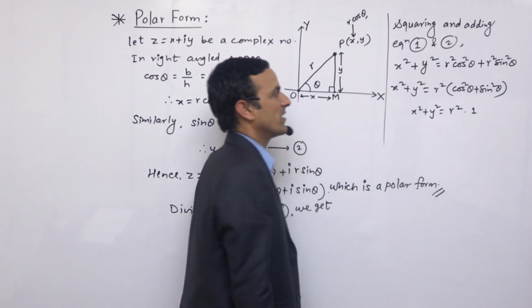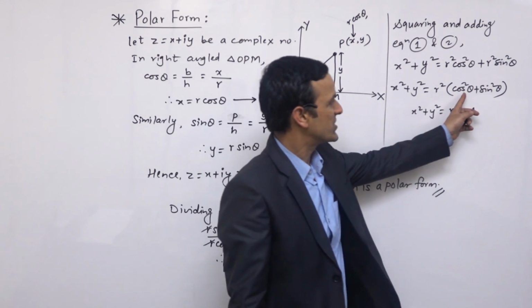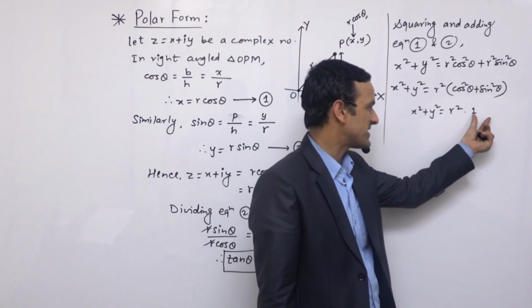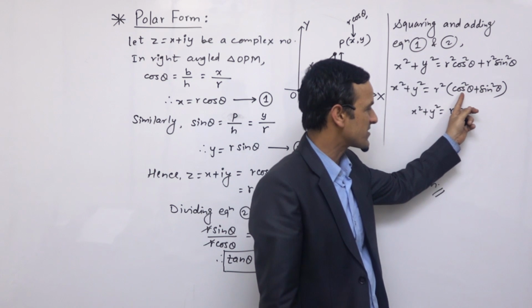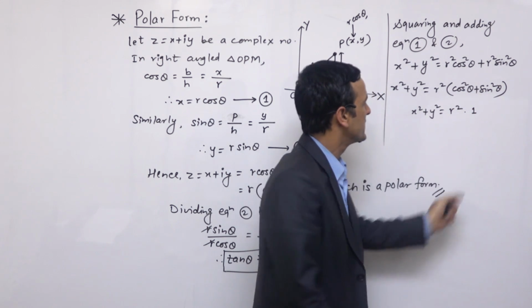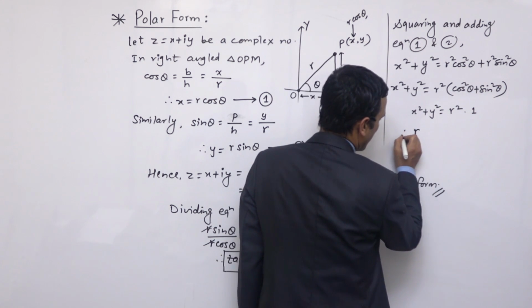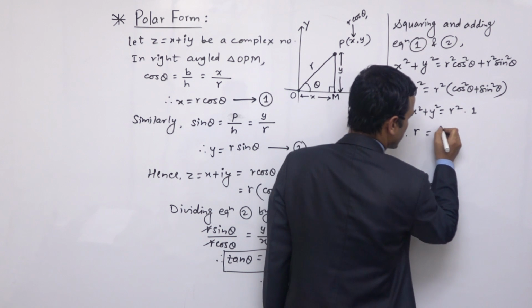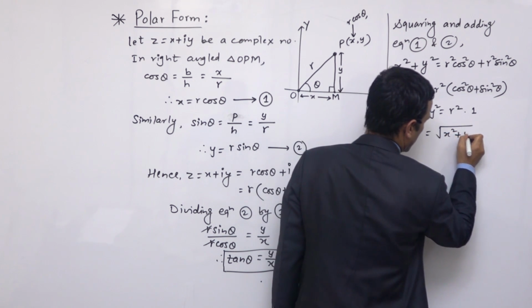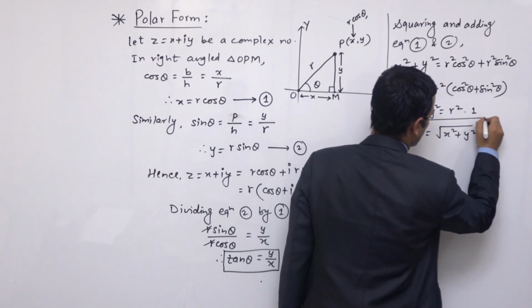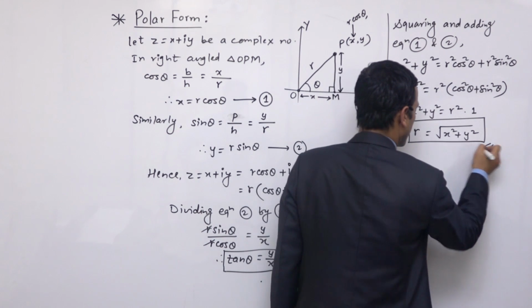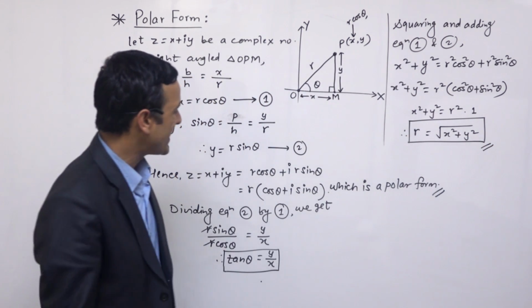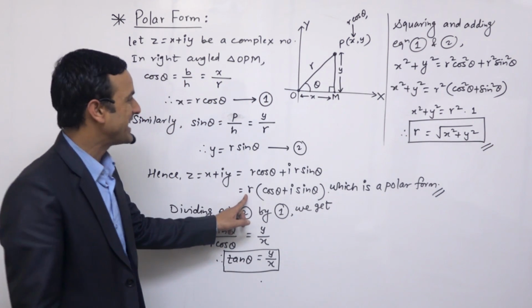because its value is 1. From the trigonometric relation, we get sin square theta plus cos square theta means 1. So if you find the value of r from here, then we get r is equal to root under x square plus y square. So this is the formula to find the value of r or radius.